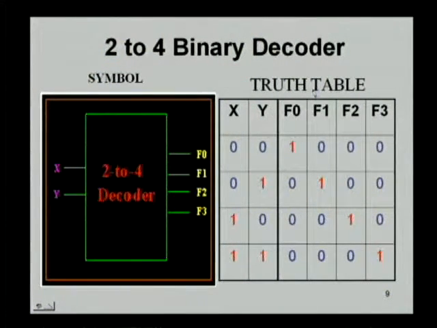We can see this from the truth table. If x, y are 0 and 0, then f0 will be 1 and other outputs f1, f2 and f3 are zeros. If x is 0 and y is 1, then f1 will be 1 and other outputs are at 0. If x and y are 1 and 0, then f2 will be 1 and other outputs are zeros. Lastly, if x and y are both 1s, then the last output, that is f3, will be 1 and other outputs will remain at 0.